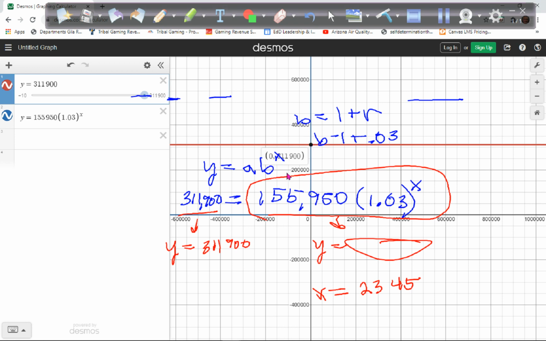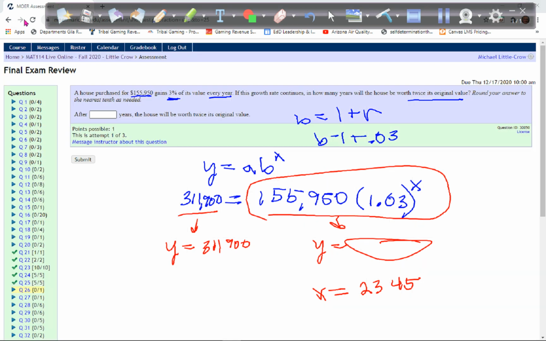Make that again. Oops. That's the y-intercept. That's the problem. There we go. That's the one we want. 23.45. Okay.